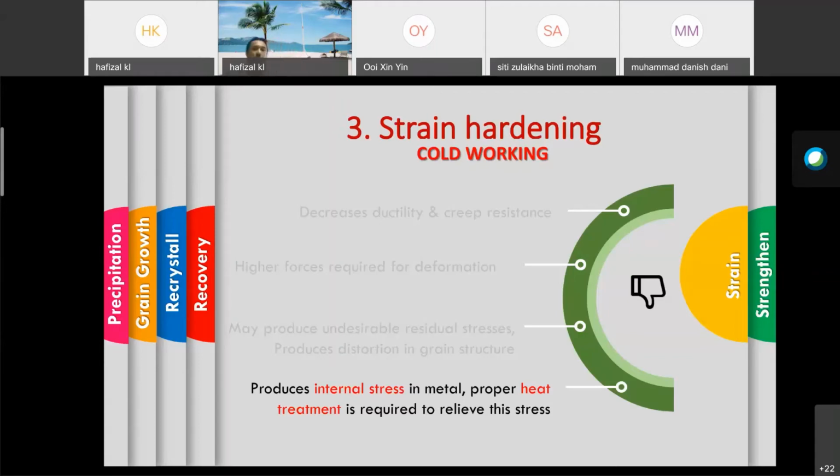So during the process, we need several steps for the heat treatment. After this, we introduce the heat treatment so that we reduce the stress, and finally we prevent the metal from cracking.